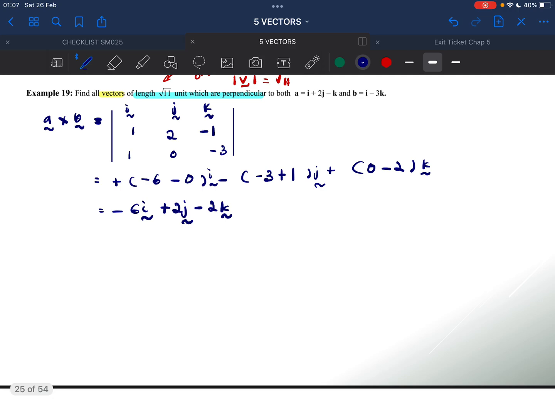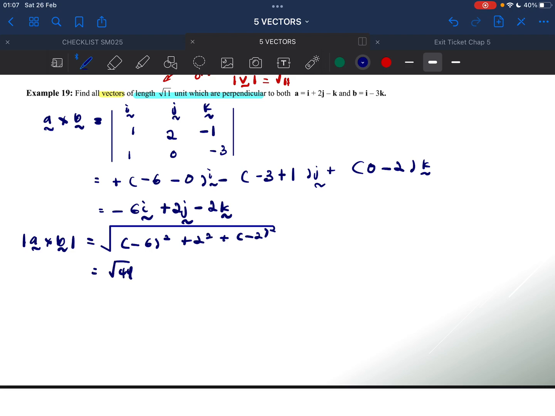So we want to find the magnitude, obviously. A cross B magnitude is the square root of negative 6 squared plus 2 squared plus negative 2 squared. Here we have 36 plus 4 plus 4, you should get square root 44. If we simplify this, you should get 2 square root 11. Now we know that A cross B is perpendicular to A and B.